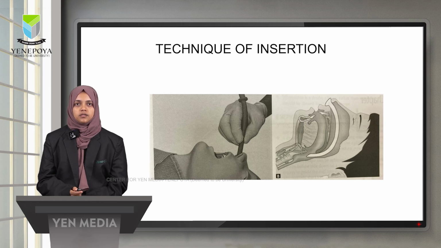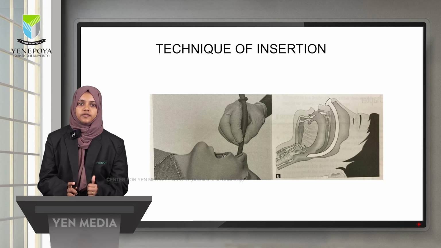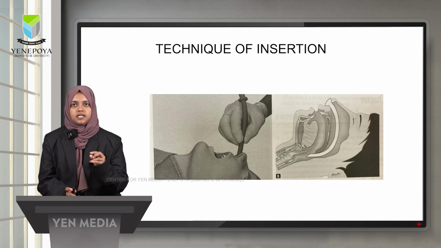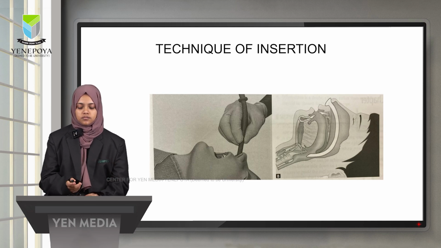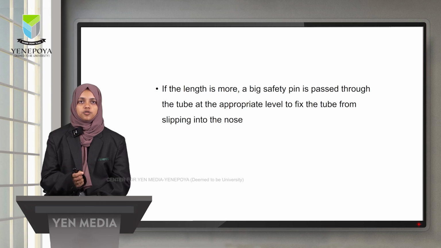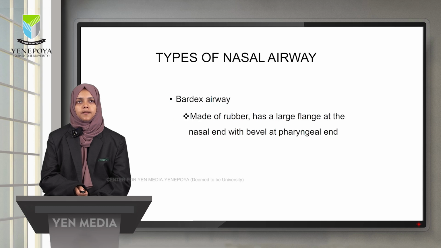As you see in the picture, before inserting the tube, it should be lubricated well and the proper size of the airway should be taken, and it is held perpendicular to the face. It is inserted gently until the flared end rests against the nostril. If the length is more, you can also use a safety pin which is passed through the tube at the proximal level to keep the tube from slipping into the nose.